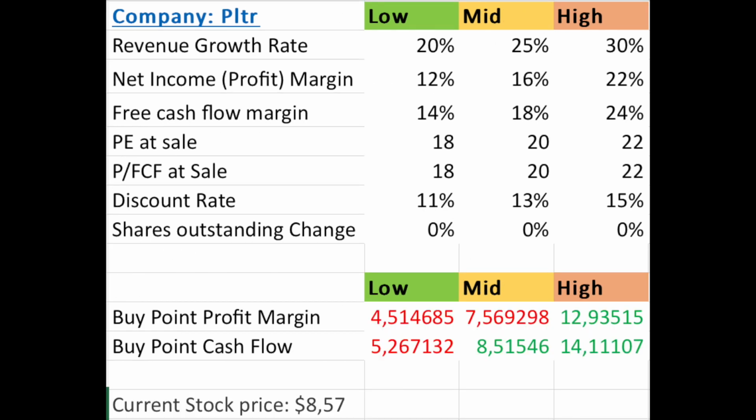The top numbers tell me at what price I should buy the stock based on profit, and the bottom ones tell me at what price I should buy the stock based on free cash flow. So if you believe my high assumptions, you would buy Pltr as you would make more than a 15% return each year. The middle assumptions are basically there, and the low ones, basically the stock needs to fall in half.